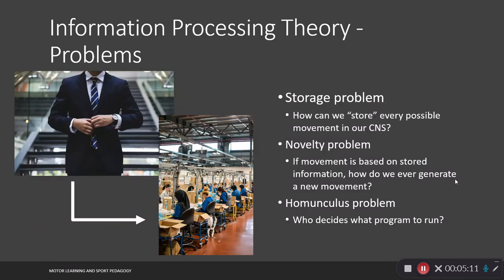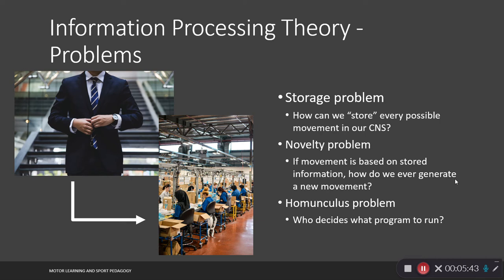Now, there are a few problems with information processing theory that are important to understand. The first is the storage problem. If we assume that any organism, human beings or animals, is like a computer and that it stores all of these different motor patterns, how is it possible to store every single movement that we ever perform in our CNS? It is simply too large of a repertoire of movements to store. There's just simply too many to have an individual motor program for every one.